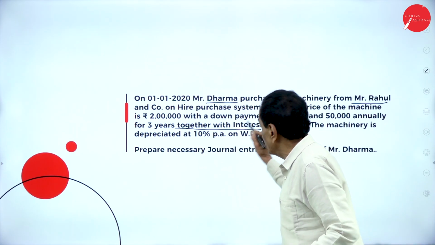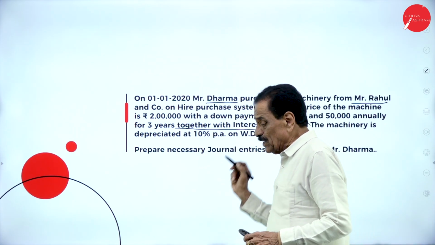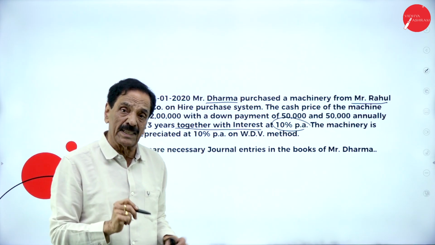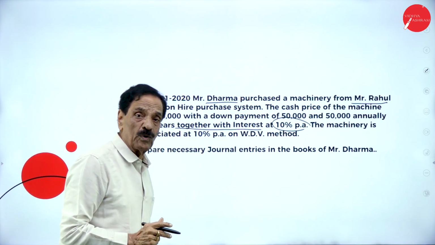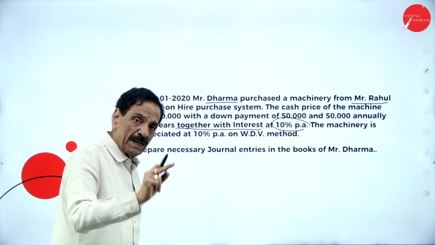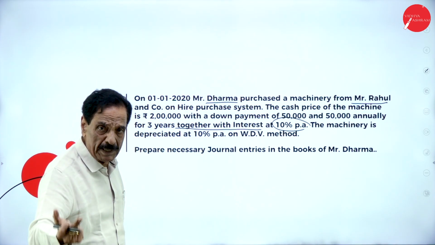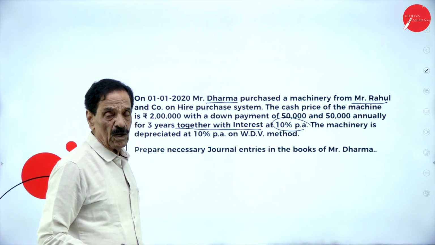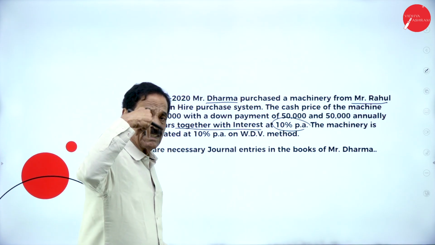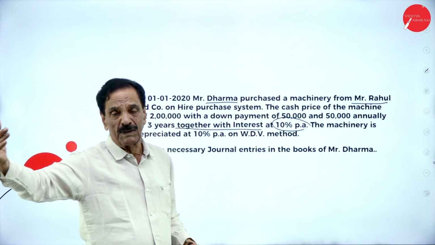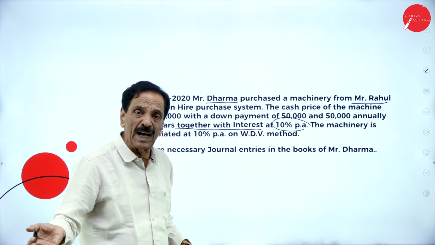You must be careful about this word. 3 years together with interest. Includes the interest means whatever he pays includes the interest. Here interest is not included in the down payment. Plus principal money plus interest, principal money plus interest for 3 years. Once you pay the 3 years, automatically the goods, ownership will be transferred from seller to the buyer.